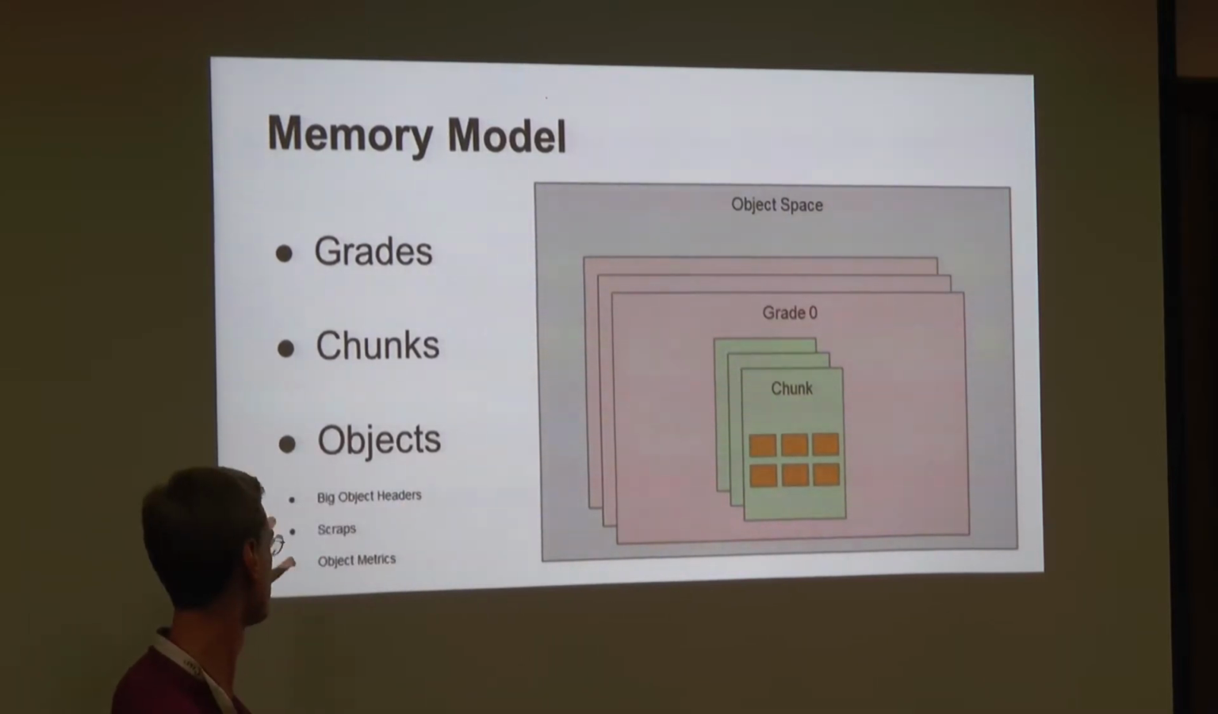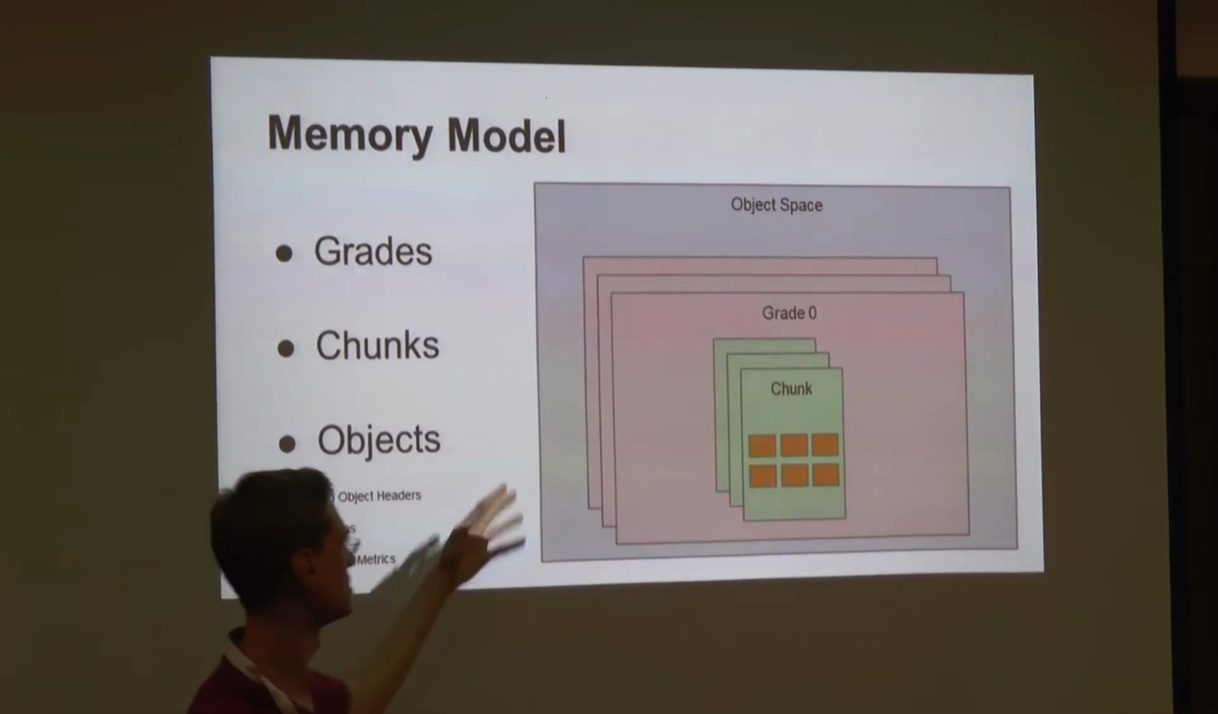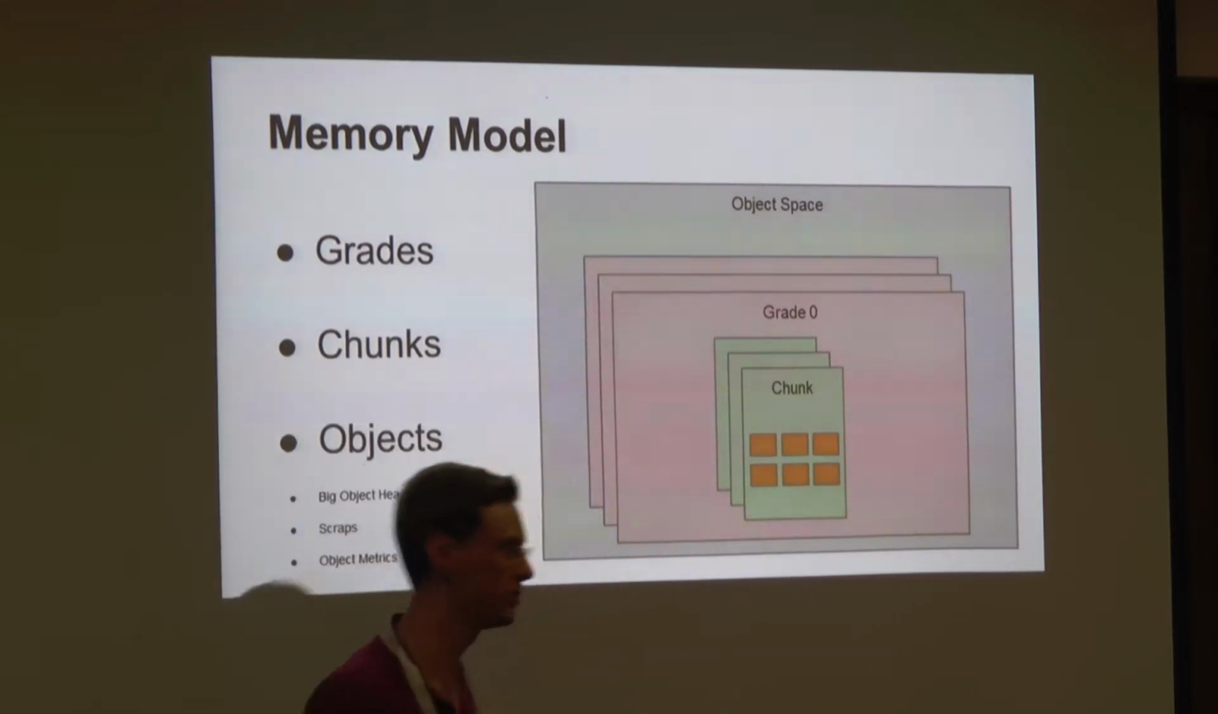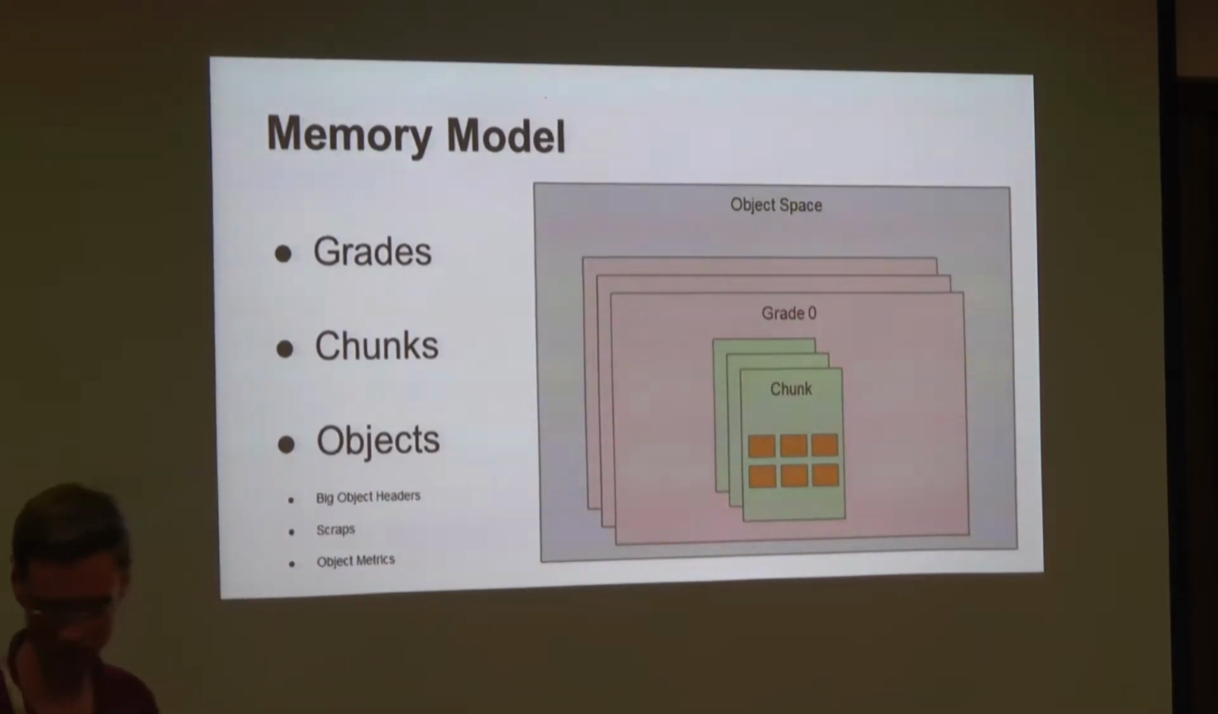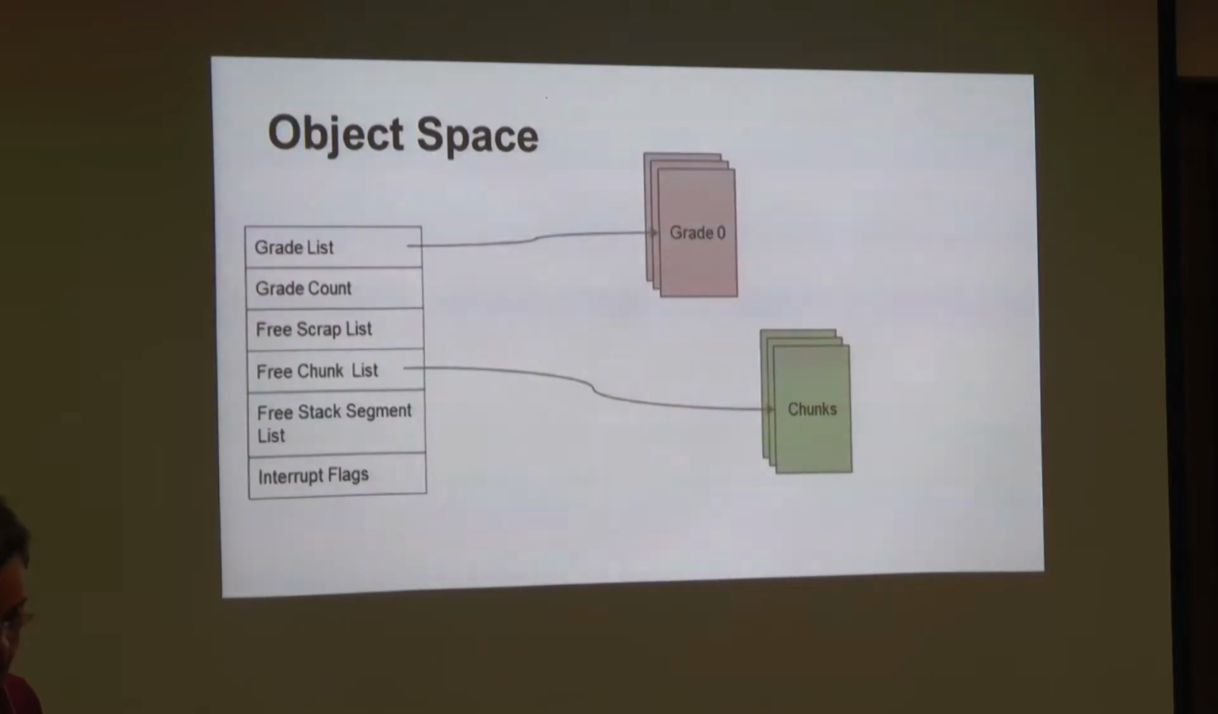We also have a couple other things, for example scraps, which are just spots in the chunk, and big object headers, which are types of chunks or scraps. I'll cover those in a minute.